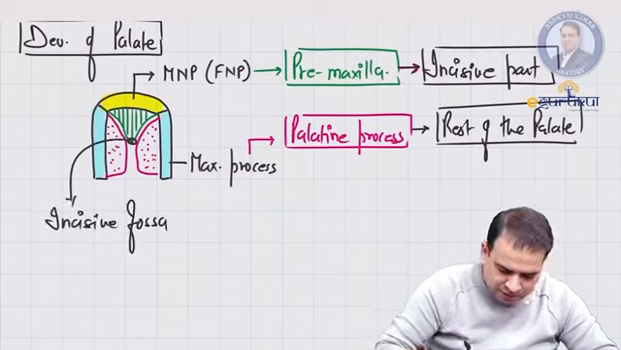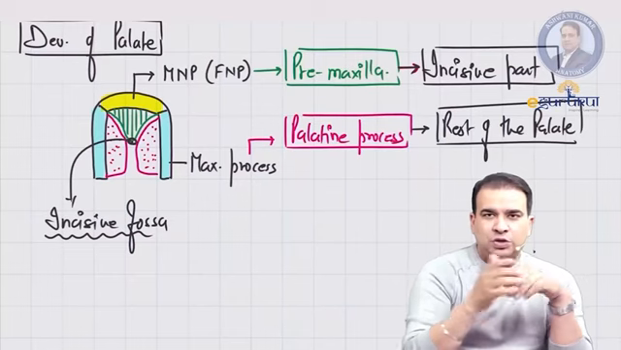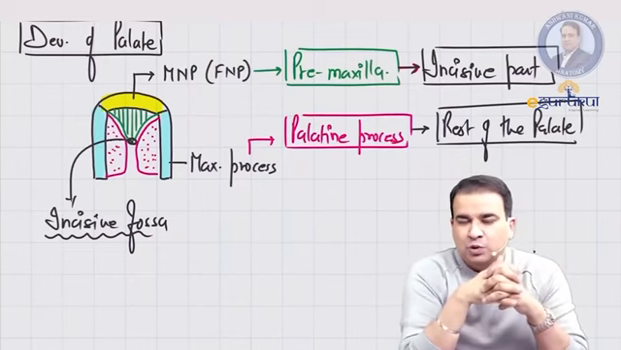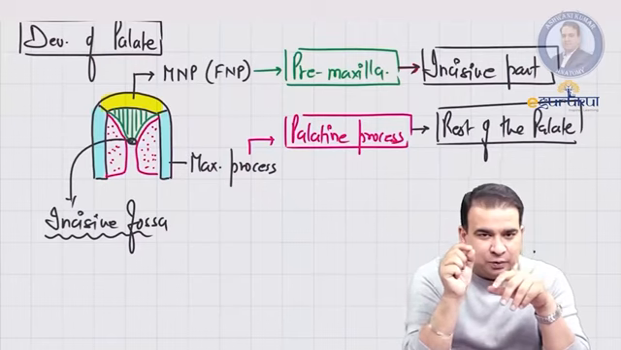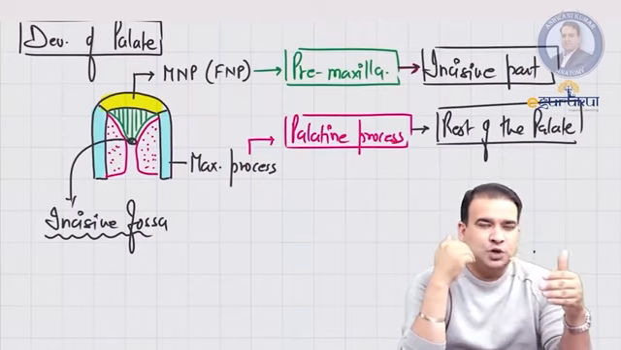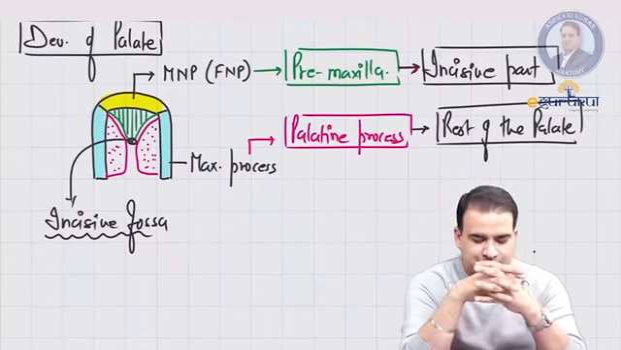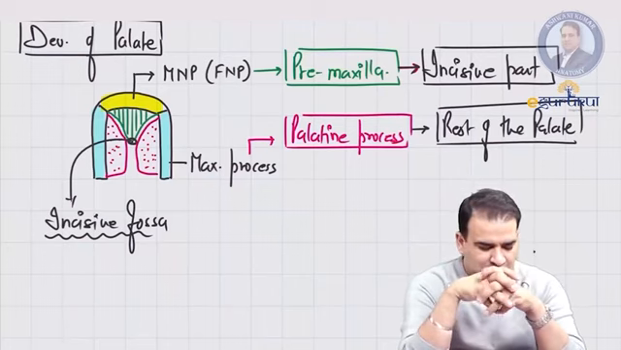It will be behind the upper incisor, so we call it the incisive fossa, through which the greater palatine artery goes inside and contributes to the Kiesselbach's plexus. That incisive fossa will be there at the junction of this premaxilla and this palatine process of the maxilla. So this is about the palate.